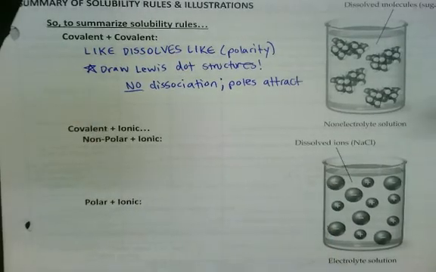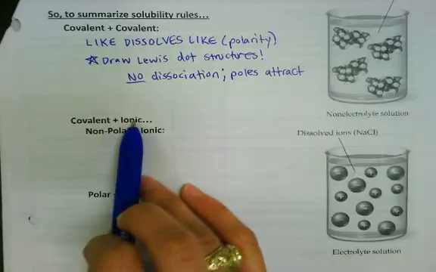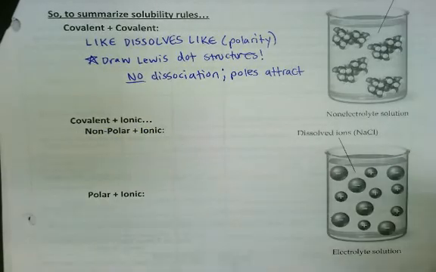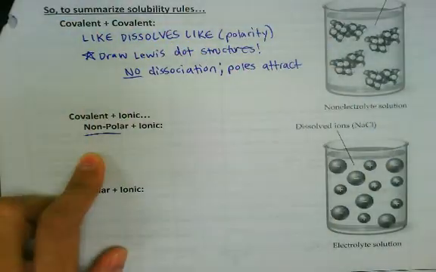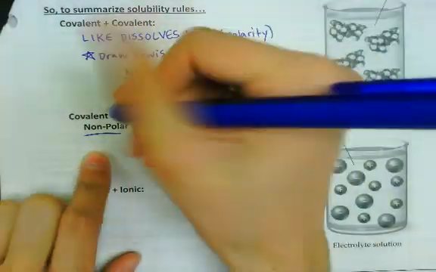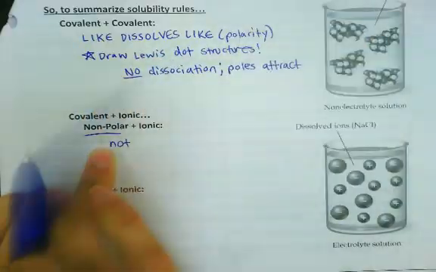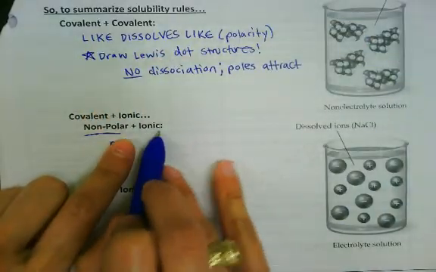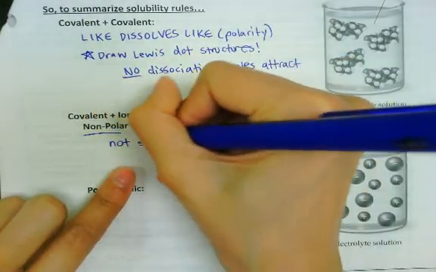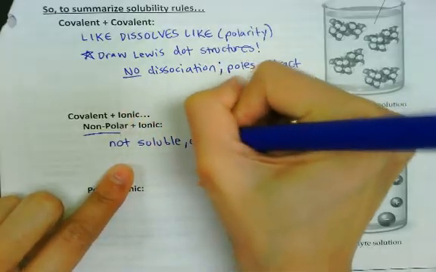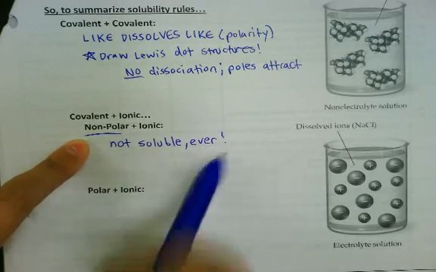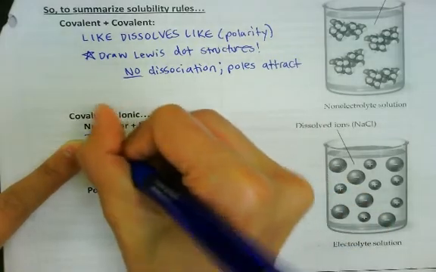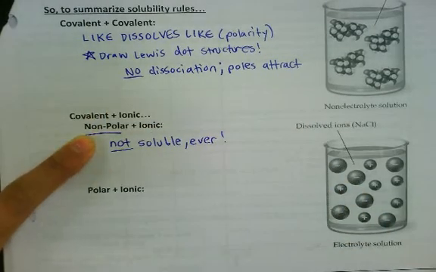If you have covalent and ionic substances, if you have a nonpolar and an ionic, this one's easy. Nonpolar and ionic compounds are not soluble. They are not soluble in nonpolar covalent compounds ever. Not soluble ever.